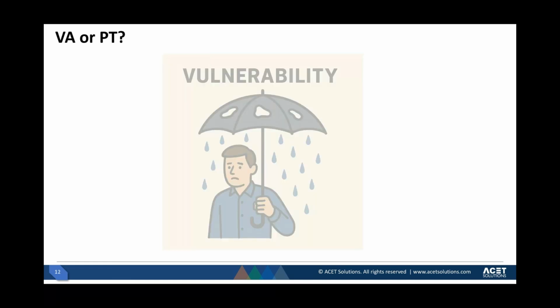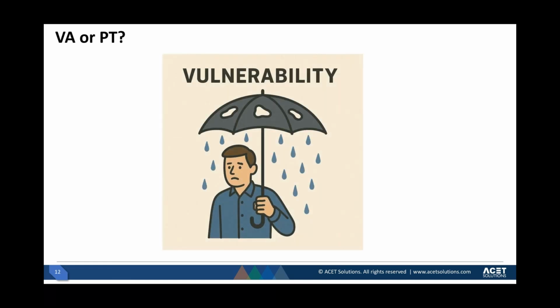I'll show another graphic over here. So this is some person, poor guy, holding an umbrella with a lot of holes in it. Should I be doing pen testing here or vulnerability assessment? I'll ask the same question. Those of you who think we should do a pen testing to determine where the weaknesses are, give me a thumbs up.